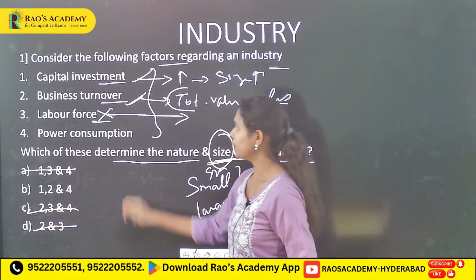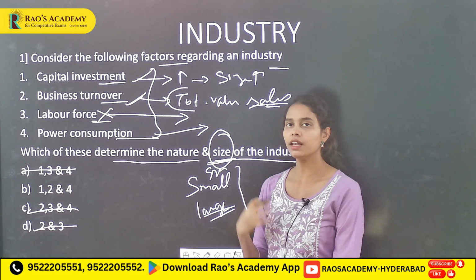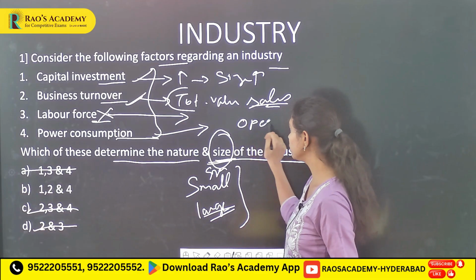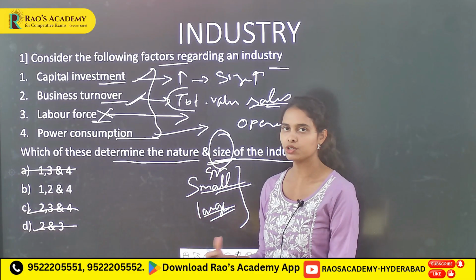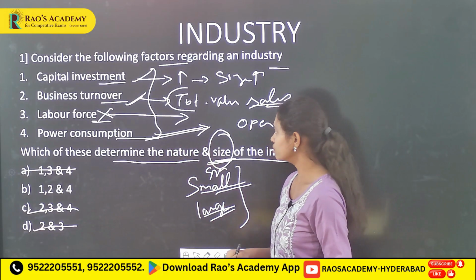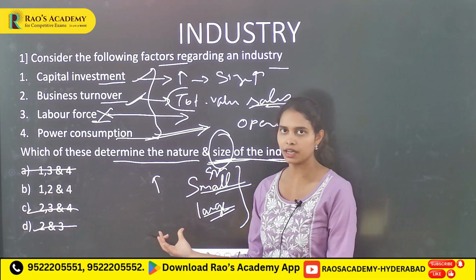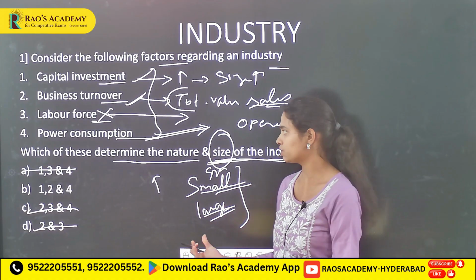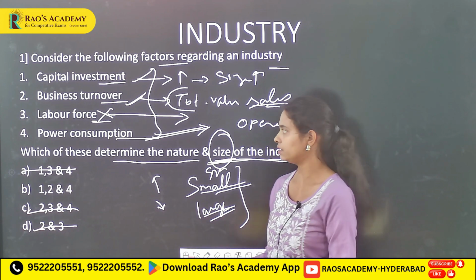Then followed by the power consumption. Usually the large scale industries consume a huge amount of power in order to operate different huge equipments, whereas the small scale industries take less power consumption when compared to the large scale industries. So power consumption will also determine the size of the industry. If the power consumption is high in a particular industry, we can determine it as a large scale industry. If the power consumption is less, we can determine it as a small scale industry. So the fourth one is a correct one.